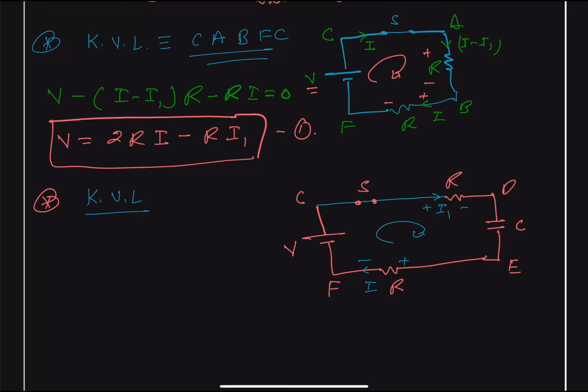So we can say that KVL in the loop, and that loop is our C, D, E, F, C. So we can write the equation, and that equation will be V is equal to R I1 plus Q upon C, plus I times R. Let us call this equation number 2.